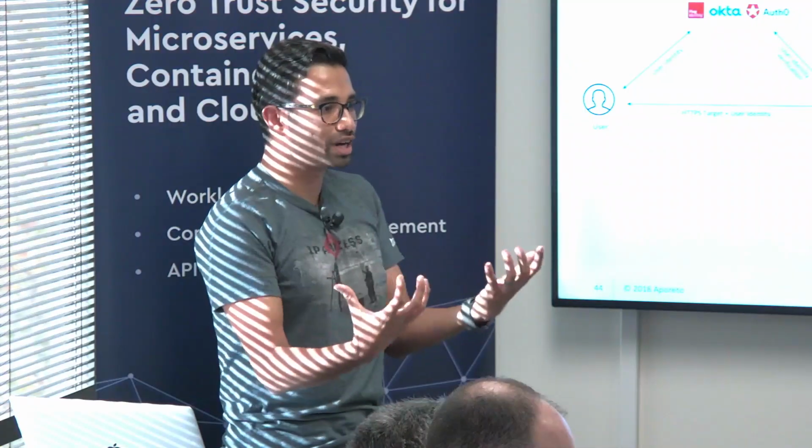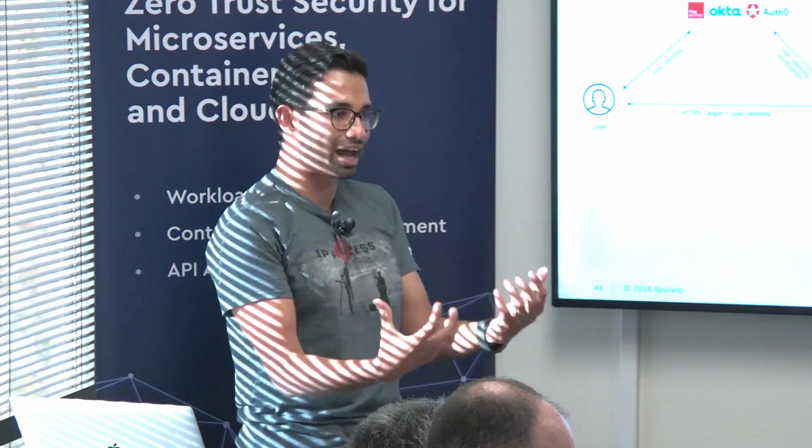Okay, so that identity is going to follow the user if they bounce from box to box. That's exactly right. That user identity is persistent, right? I know who that user is.